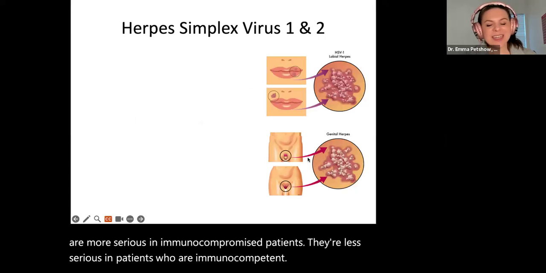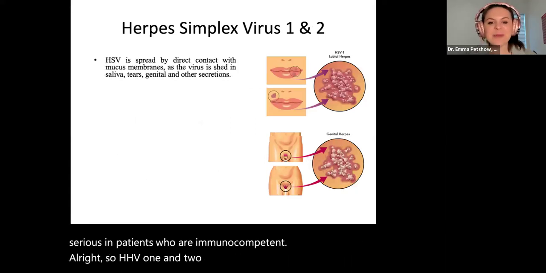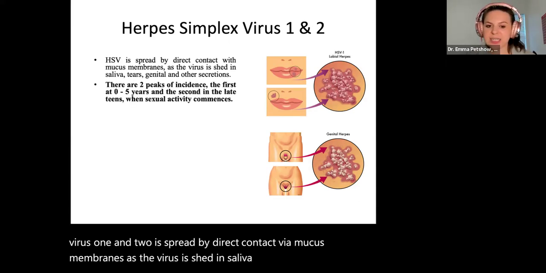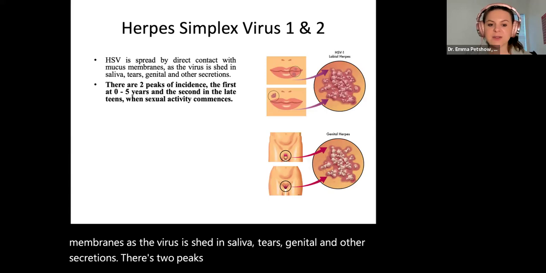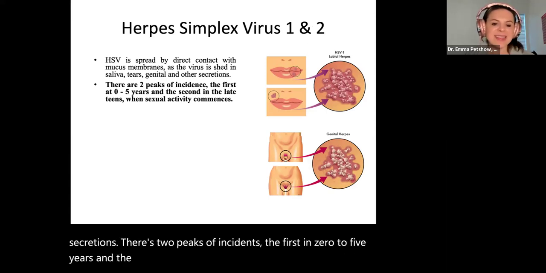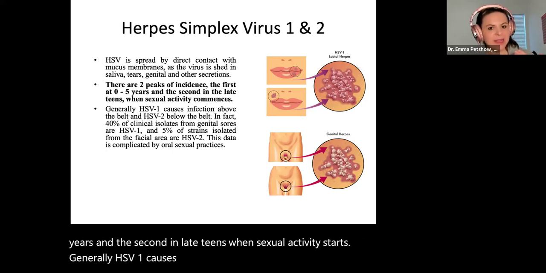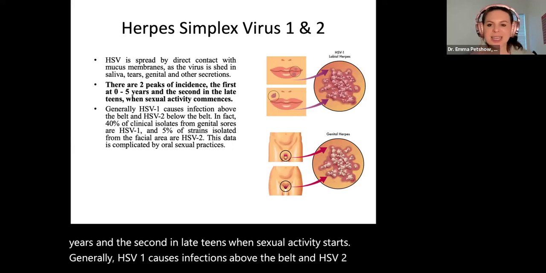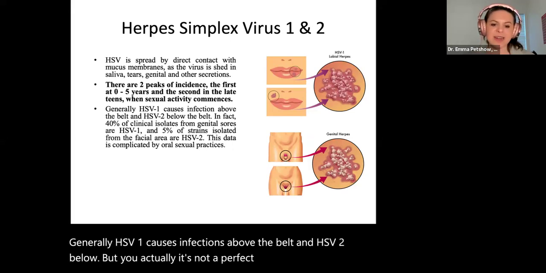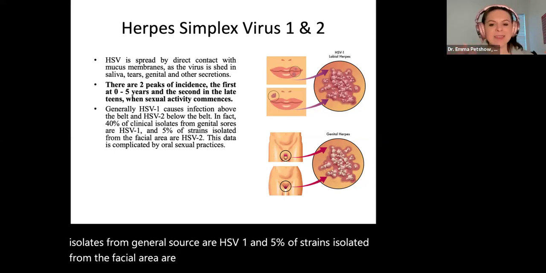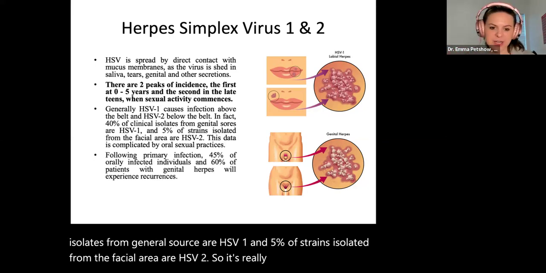All right, so HHV1 and 2, or HSV1 and 2, herpes simplex virus 1 and 2, is spread by direct contact via mucous membranes as the virus is shed in saliva, tears, genital, and other secretions. There are 2 peaks of incidence, the first at 0 to 5 years, and the second in late teens when sexual activity starts. Generally, HSV1 causes infections above the belt and HSV2 below, but it's not a perfect system. 40% of clinic isolates from genital sores are HSV1, and 5% of strains isolated from the facial area are HSV2. So it's really complicated. It's not a clear-cut picture.